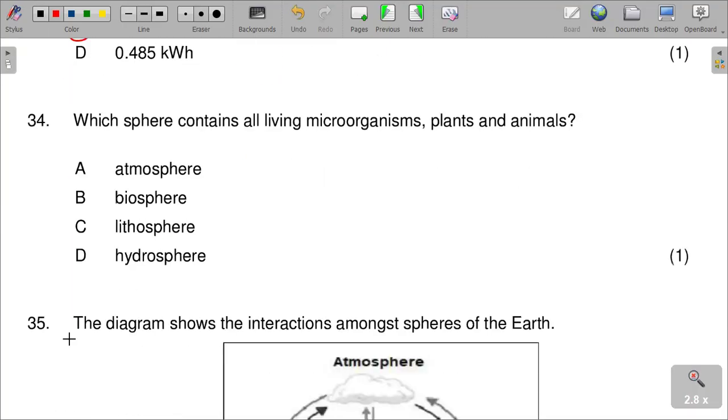Which sphere contains all the microorganisms, plants, and animals? The sphere that contains all the living microorganisms, plants, and animals. What is it? Bio means life. In the atmosphere, we don't have plants and animals. Lithosphere, hydrosphere, we might not have all the living microorganisms. So it is the biosphere that has got this.